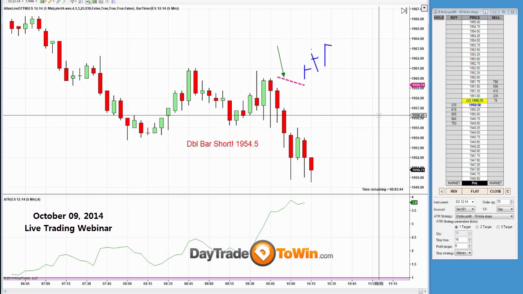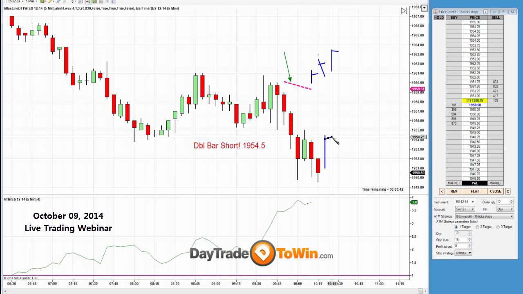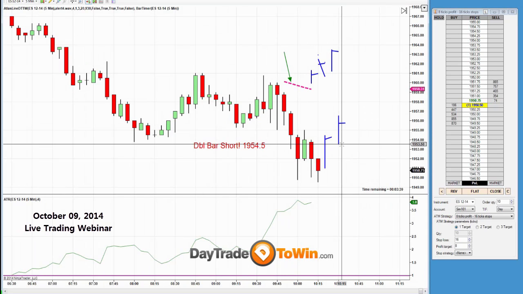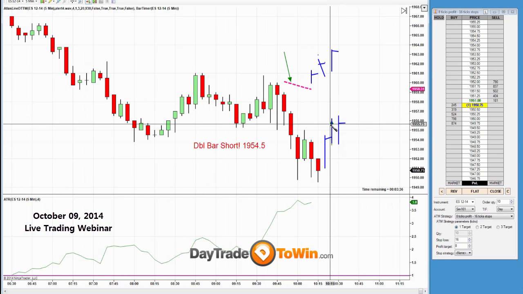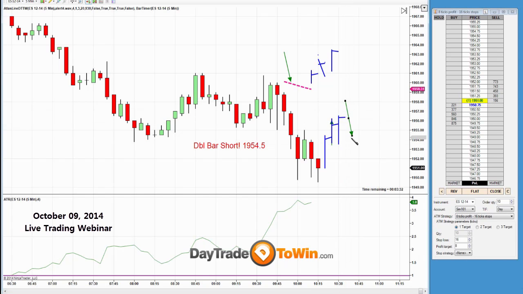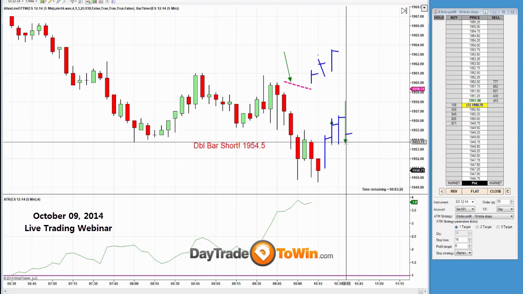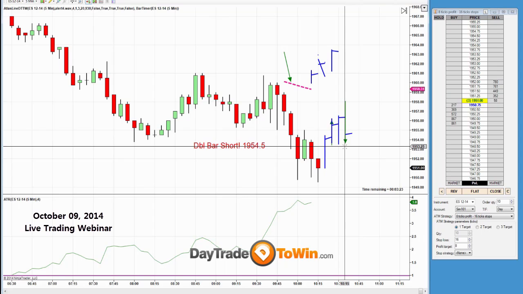You have two or more, let's say you have three green bars retracing back. The first candle that is red, it doesn't matter if it makes higher highs, it doesn't matter if it makes lower lows. If it's an engulfing candle, doesn't matter. The first red candle tells me that this pattern is complete.